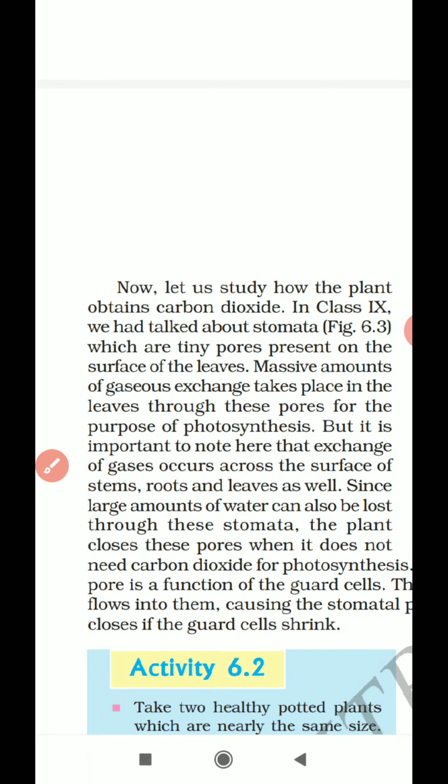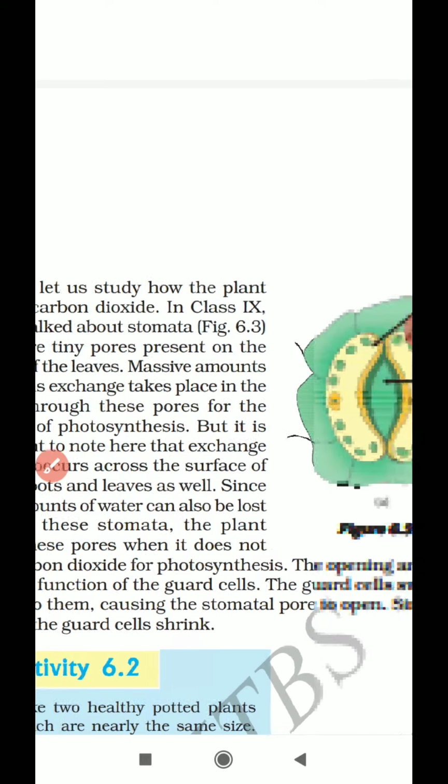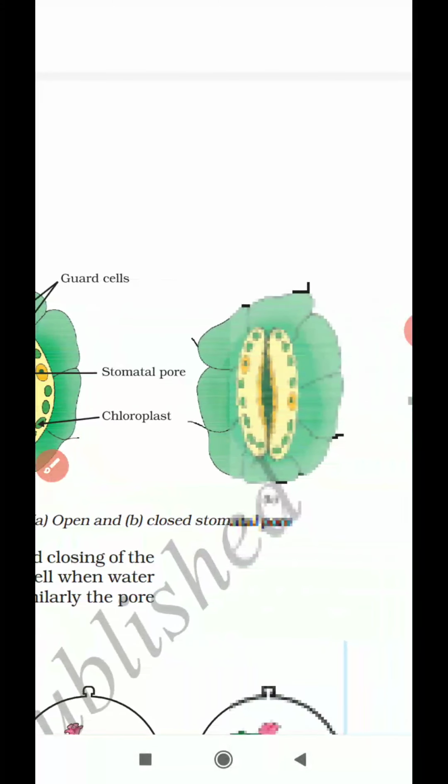Not only do gases get exchanged, sometimes water also comes out through this stomatal pore. This is not necessary, or this is not required. The plant does not want water to come out through this stomatal pore. So at that time, the stomatal pore gets closed like this.